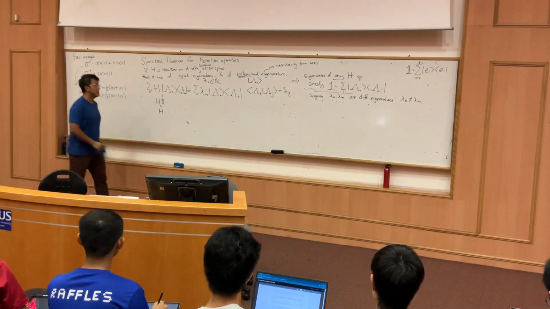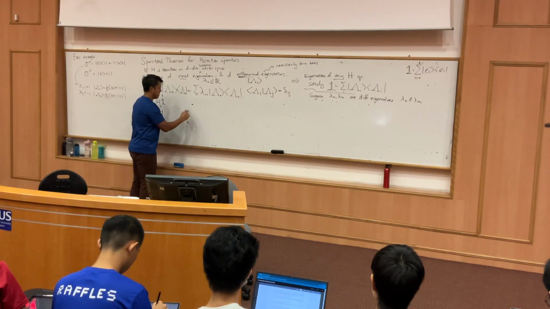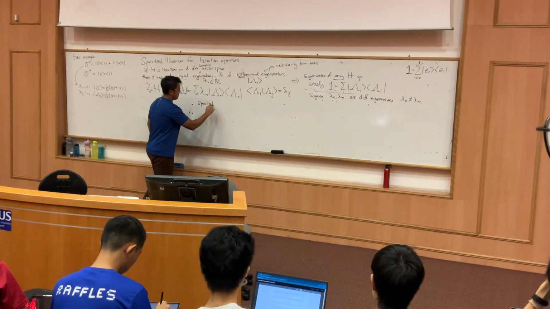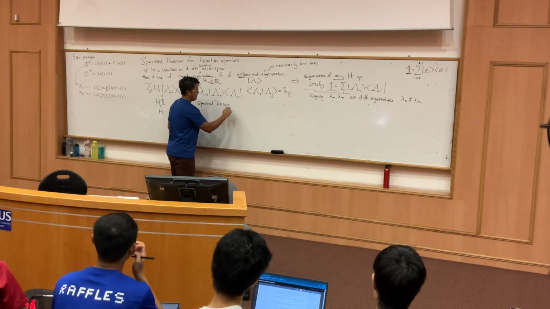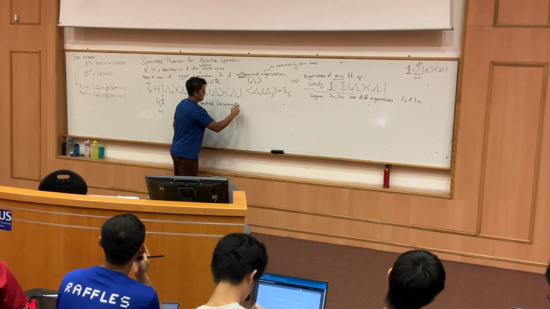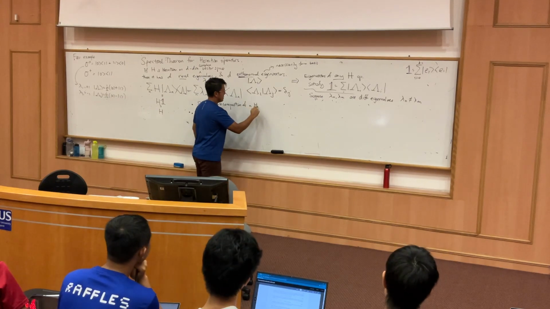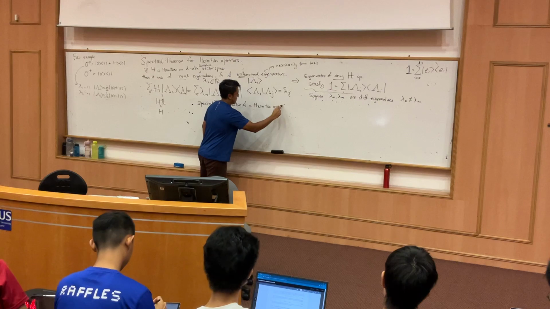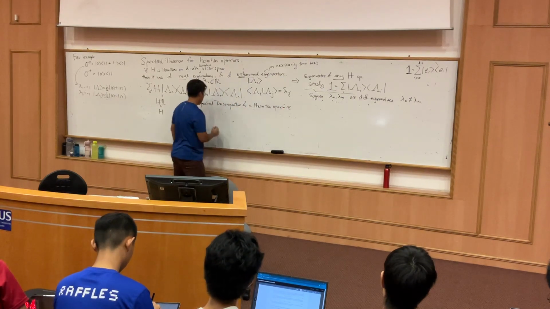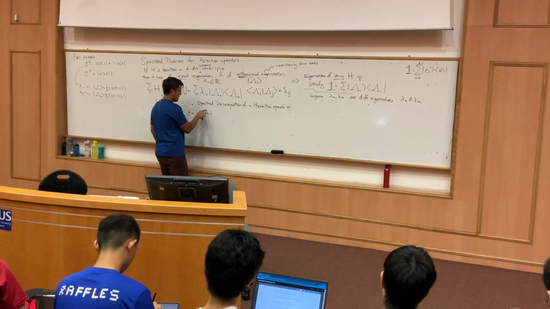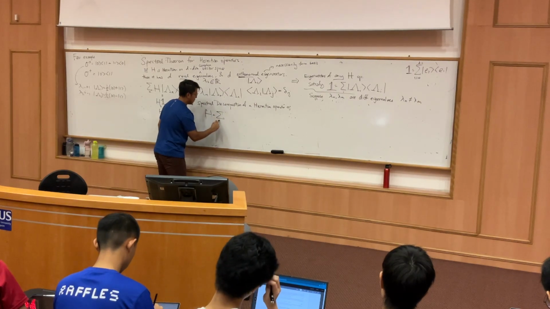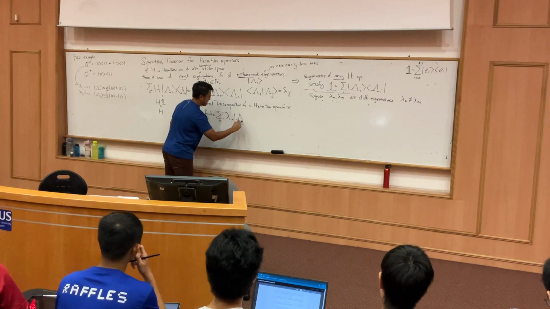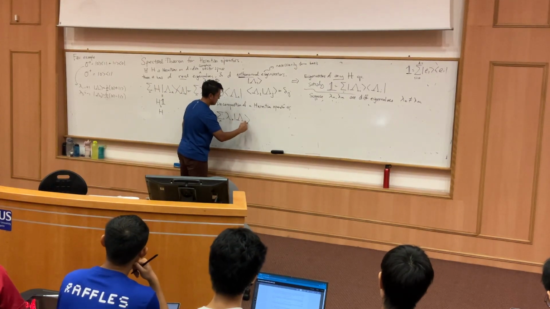So the conclusion is that we have the spectral decomposition of the Hermitian operator H. Any H can be written as the sum over all its eigenvalues times the outer product of all its eigenvectors.